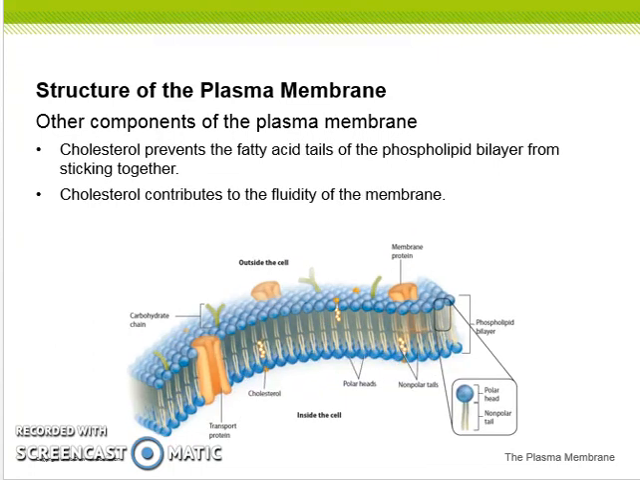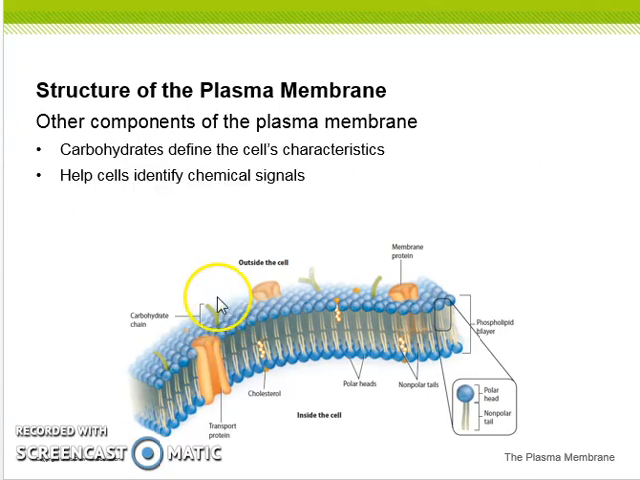Now it's important to note that cholesterol prevents the fatty acid tails, these right here, from sticking together. So cholesterol contributes to the fluidity of the membrane, meaning it keeps it nice and moving. Think of a sheet or a flag waving in the wind. You want that to stay pliable and malleable. You don't want it to become rigid and solid. Now you'll notice this structure right here. This is a carbohydrate, and it defines the cell's characteristics, and it also helps cells identify chemical signals.